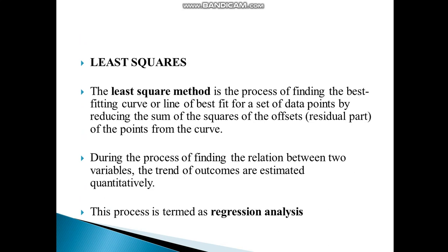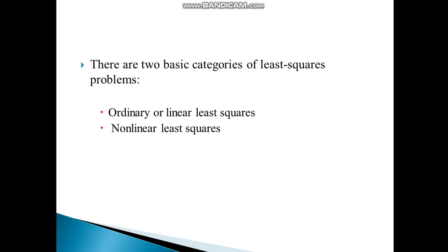Least square. The least square method is the process of finding the best fitting curve or line of best fit for a set of data points by reducing the sum of the squares of the offset of the points from the curve. During the process of finding the relationship between two variables, the trends of outcome are estimated. This process is called regression analysis. There are two basic categories. One is ordinary or linear least square. Second one is non-linear least square.